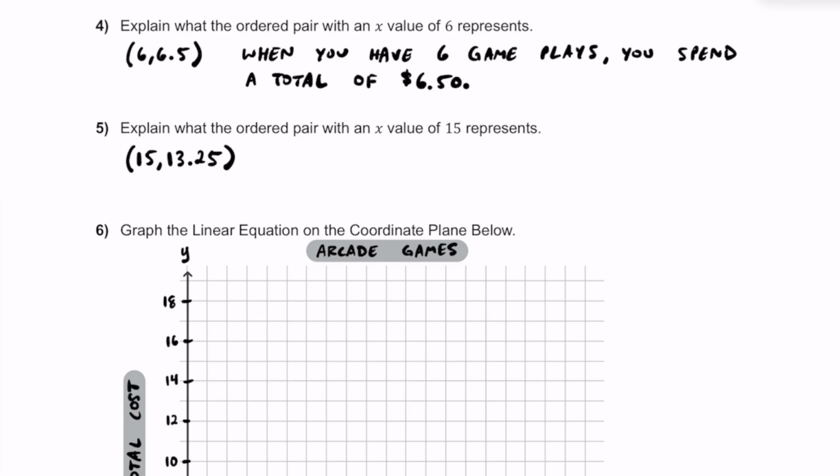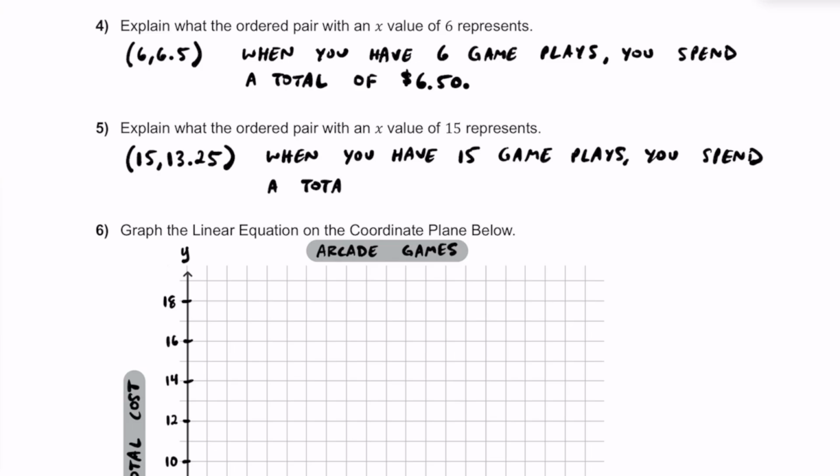And so what does this mean? This represents that when you play, whichever way you want to say it, when you have 15 gameplays, you end up spending a total of $13.25. So that's what that represents.